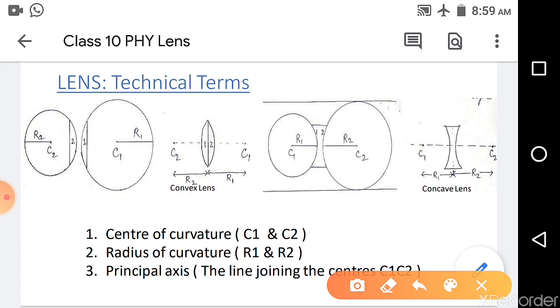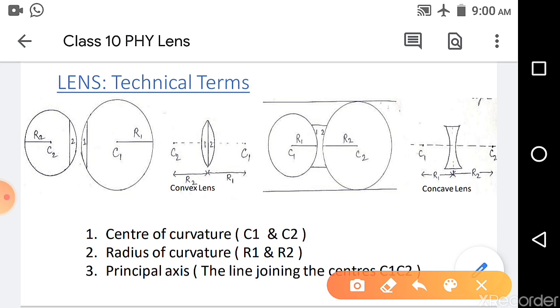Because those balls are of glass, this lens is also of glass, the same kind of material. For the second surface, C2 is the center, and for the first surface, C1 is the center with the radius R1. This is the lens we call the convex lens, and I will tell about those points later. First we see about the concave lens.